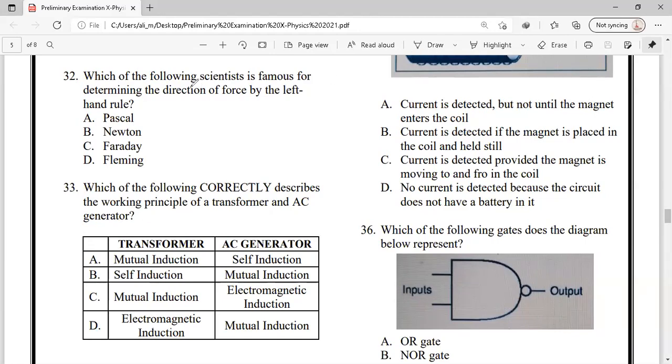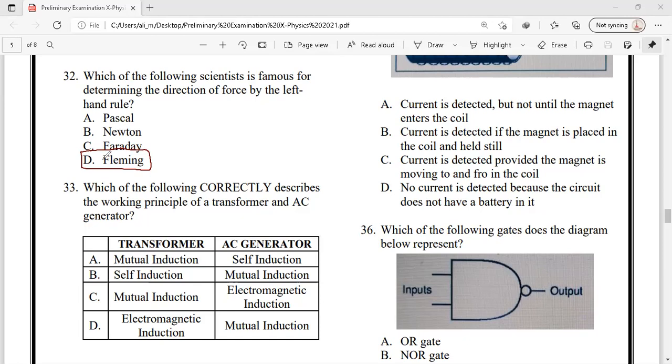Which of the following scientists is famous for determining the direction of force by the left hand rule? As we have applied the rule in the above question, Fleming was the one who described the rule for finding the direction of magnetic force. So, option D is the correct answer.